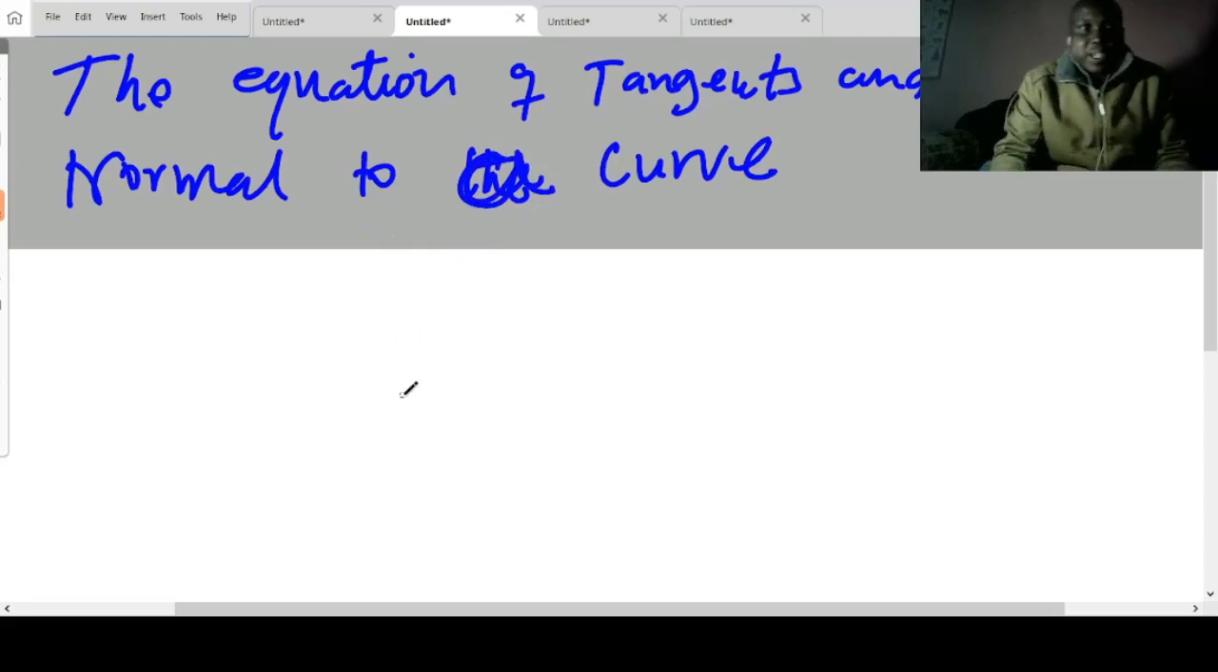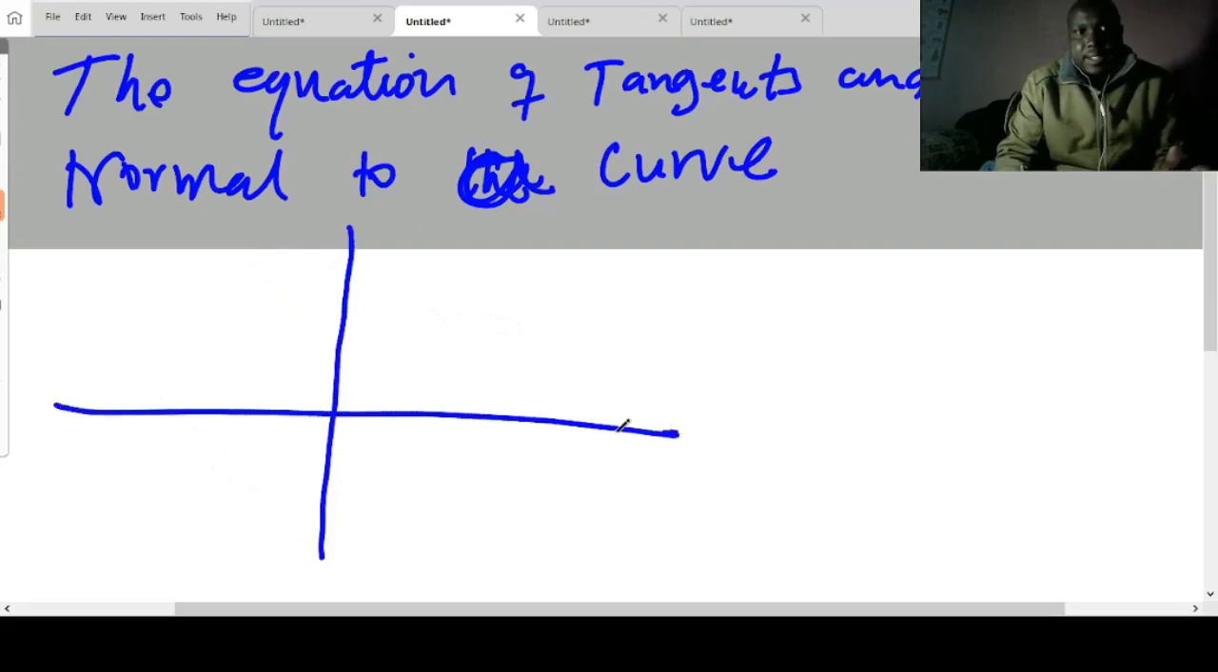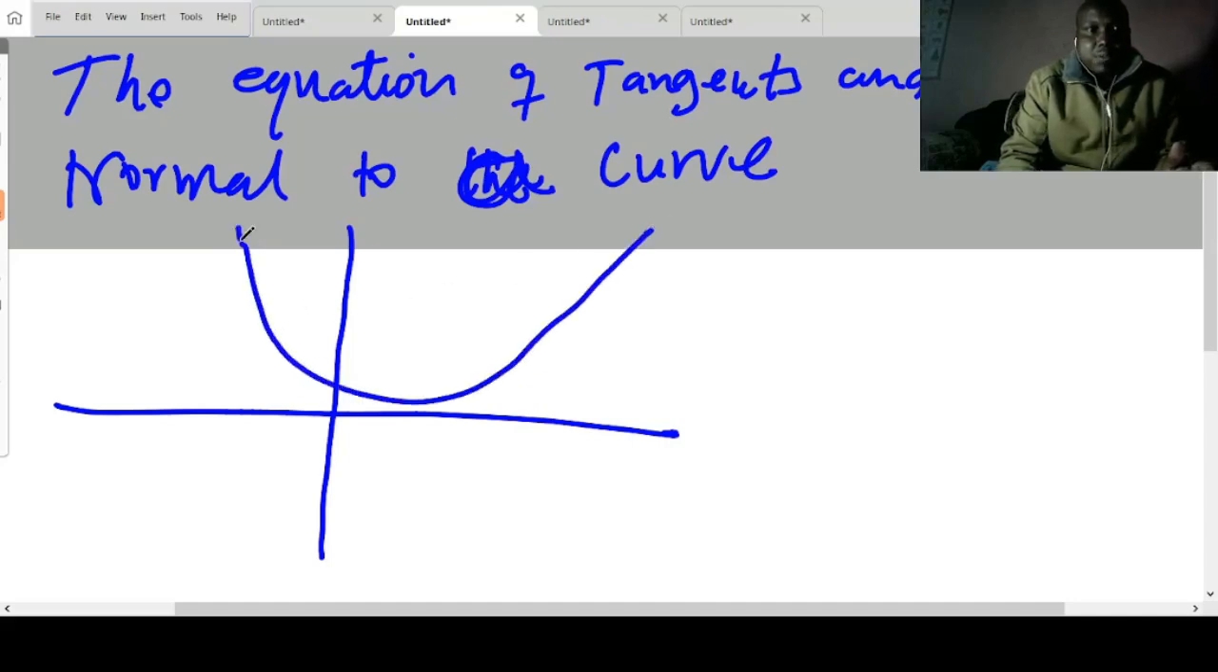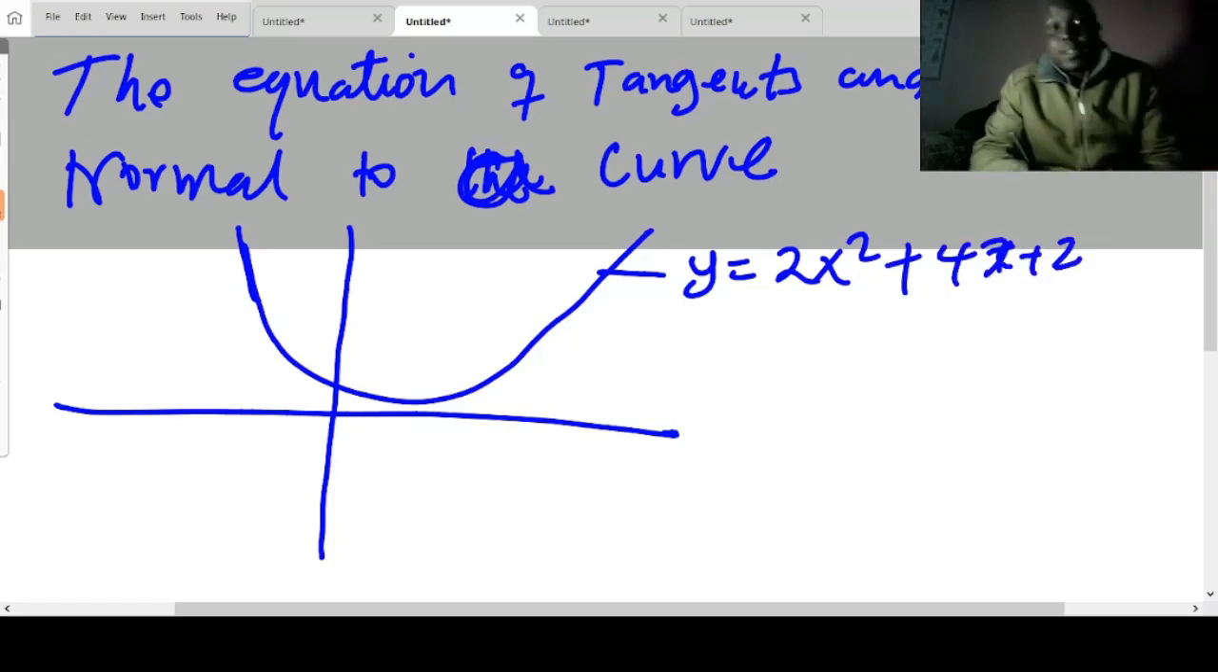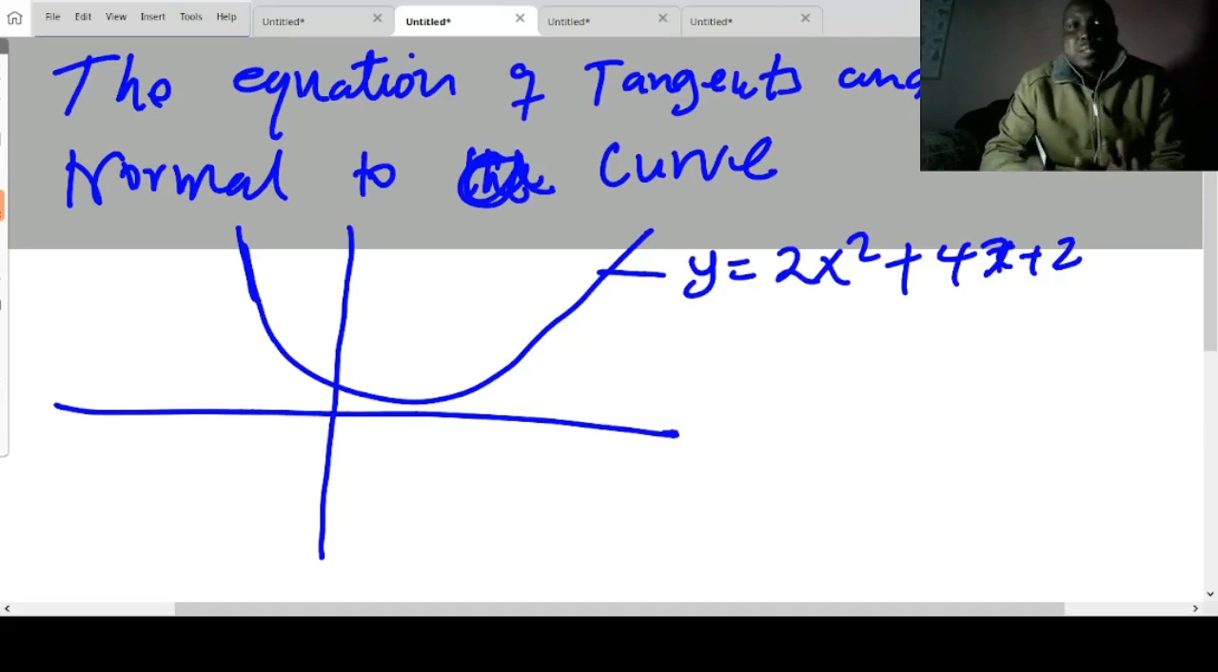I want to explain something here, and we did explain it initially. We are talking about a curve and the tangent. So let me draw a Cartesian plane, and I am going to draw a curve on this. So I have this curve, y is equal to 2x squared plus 4x plus 2. Assuming that is my curve, I want to explain the tangent and the normal.